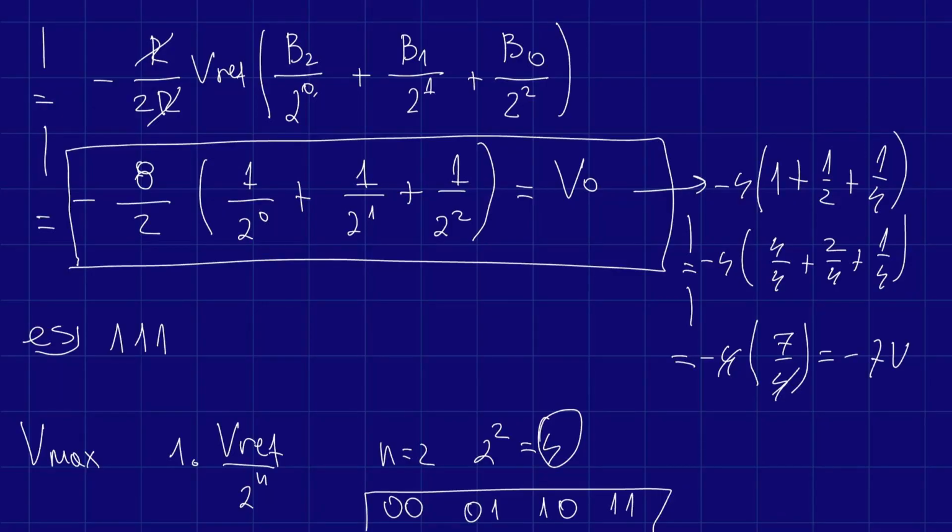Now, don't be scared by this minus that we got right here, because as I said at the beginning, we are using an inverting summing amplifier. So by putting in the binary value, we still got the correct number, but with a flipped sign.